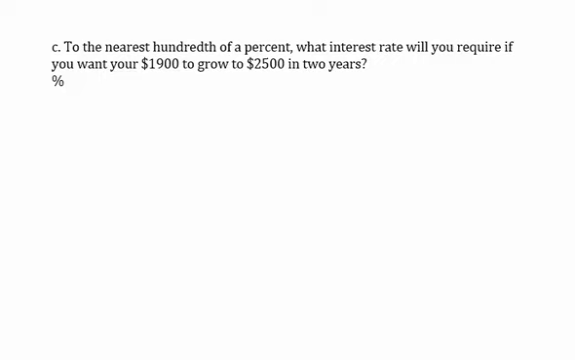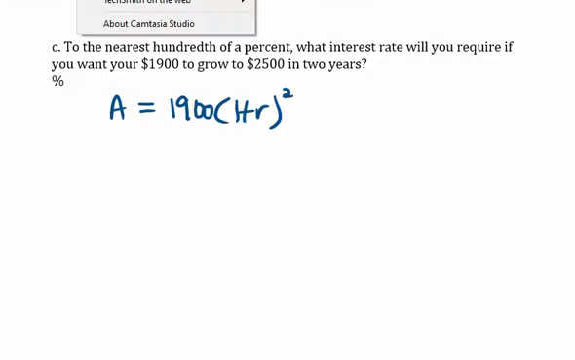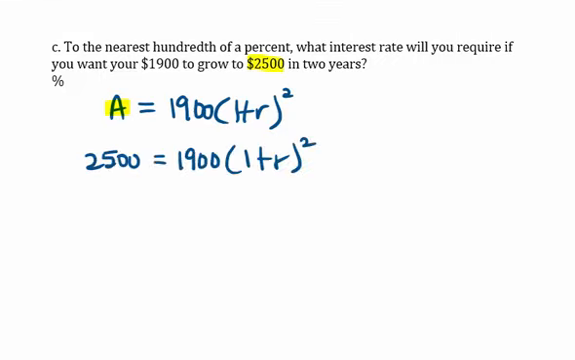Okay, lastly, part C, it says to the nearest hundredth of a percent, what interest rate will you require if you want your $1,900 to grow to $2,500 in 2 years? Okay, so we have our formula, and we're going to replace A with 2,500, the later amount. Okay, so our equation is 2,500 equals 1,900 times the quantity (1 plus R) squared.